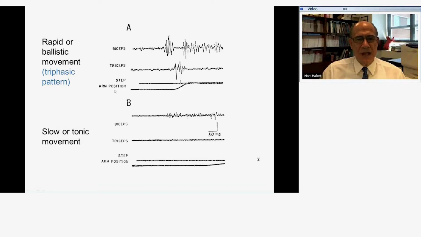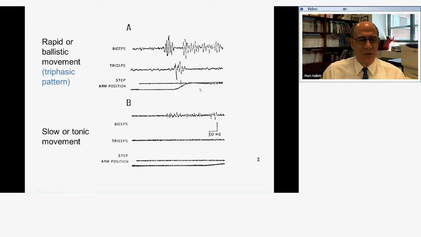So these are actually normal voluntary movements, 2 different normal types of movements, and the top trace is a rapid or ballistic movement in which one sees what's called the triphasic pattern. This is a rapid elbow movement. The biceps is the agonist for an elbow flexion, and the triceps is the antagonist. And you see here an EMG burst in the biceps. Then there's a pause during which the triceps is active, and then the biceps is active again. So triphasic pattern. This is a 50 millisecond time bar, so these are just a little bit more than 50 milliseconds in their burst duration. So this is one type of pattern.